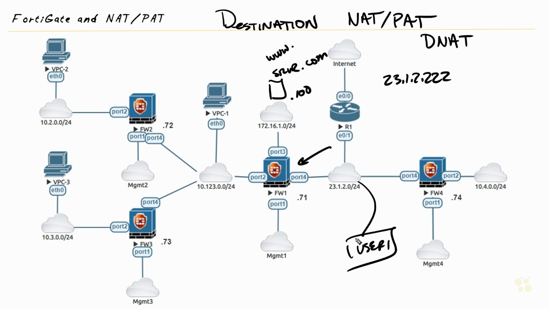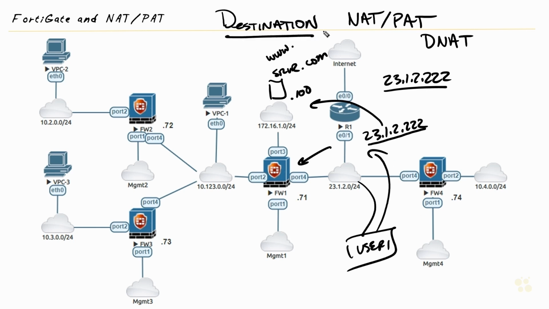So when the user does a name resolution for www.server.com, gets this IP address back from DNS, its destination address is now 23.1.2.222. And then when that packet hits this firewall, the initial translation of that packet needs to be the destination IP address. We need to swap out 23.1.2.222 and swap it out to be 172.16.1.100 before the firewall forwards it. And so on that initial flow of traffic, because we're swapping out the destination IP address, that's why it's called destination address translation.